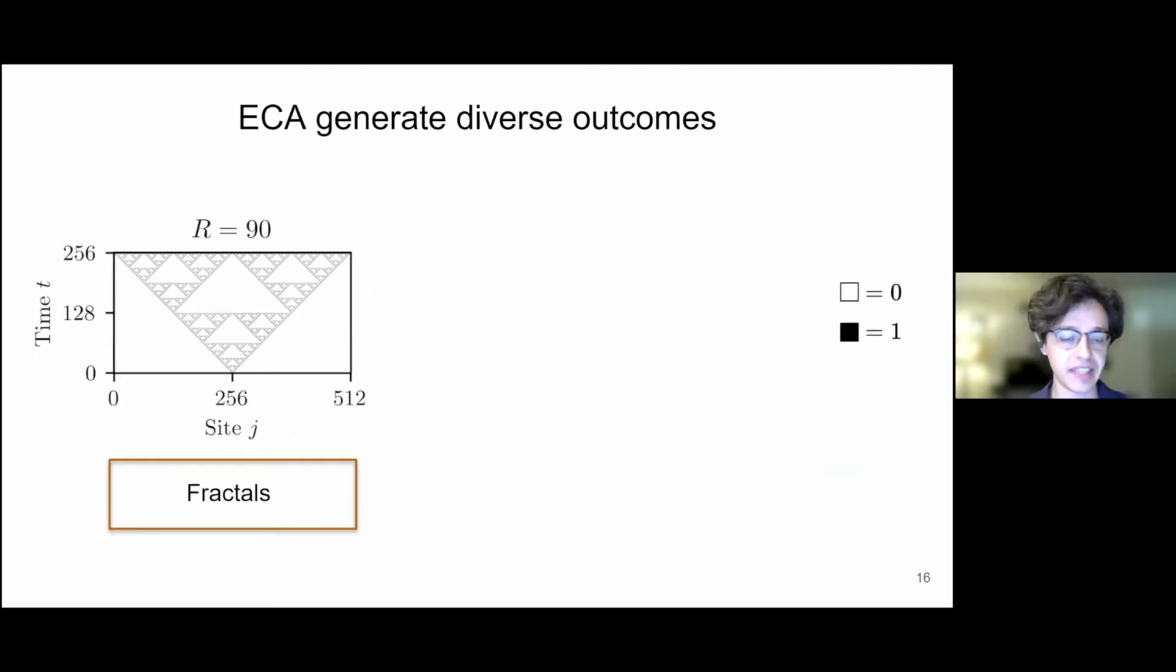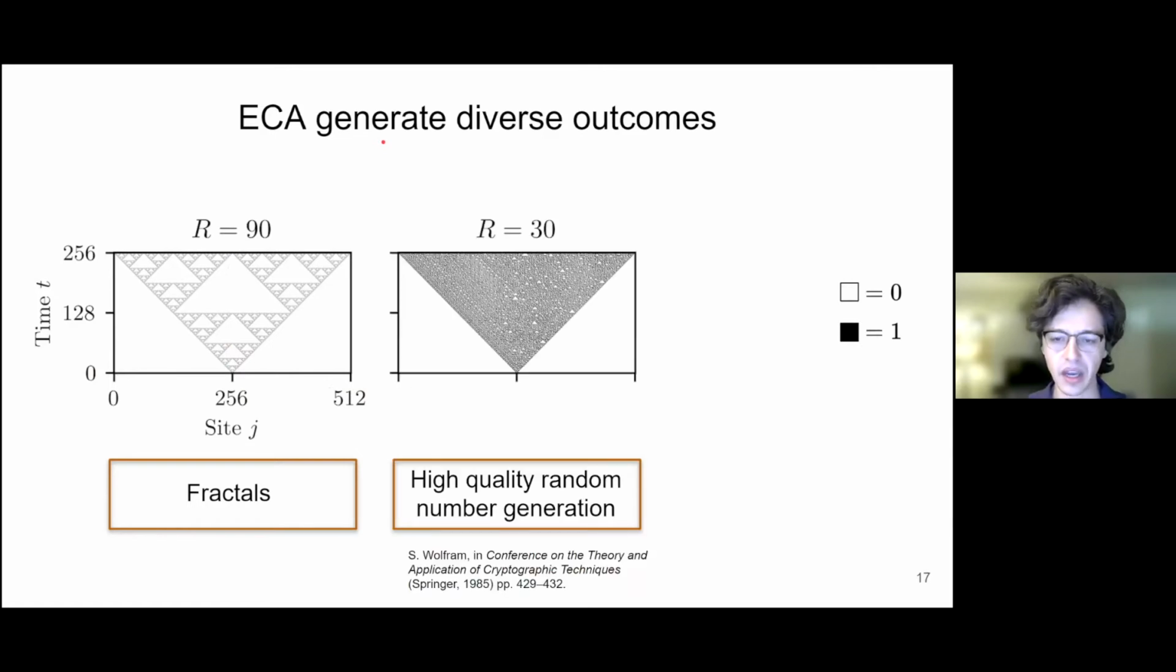The first example I'll show here is rule 90, and it generates this fractal known as Sierpinski's triangle. We've initialized the system with just a single 1 in a sea of zeros and iterated the cellular automata for several hundred time steps. Rule 30 is another interesting cellular automata, which is capable of generating encryption quality random numbers.